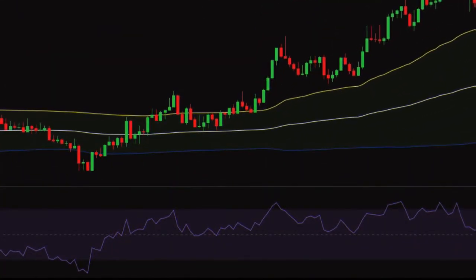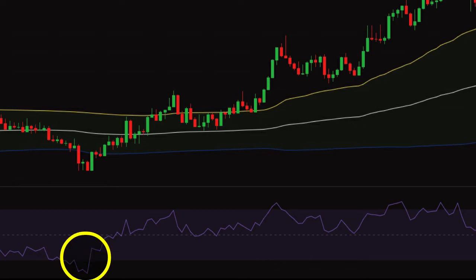Now look at this chart. We have added RSI along with the VWAP indicator. As we can see here, at this point RSI is below the 30 level, so we can expect a pullback in the market and an uptrend can take place. Here we have two buying opportunities.